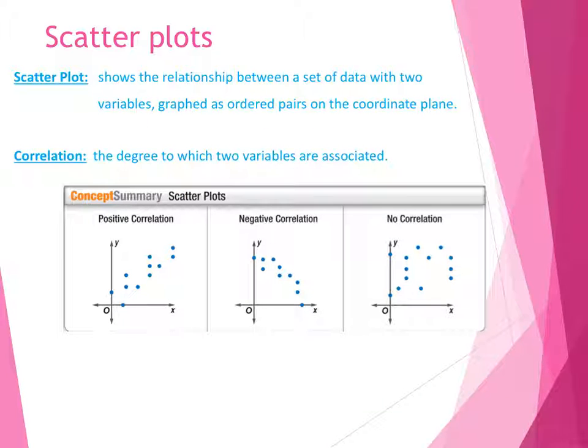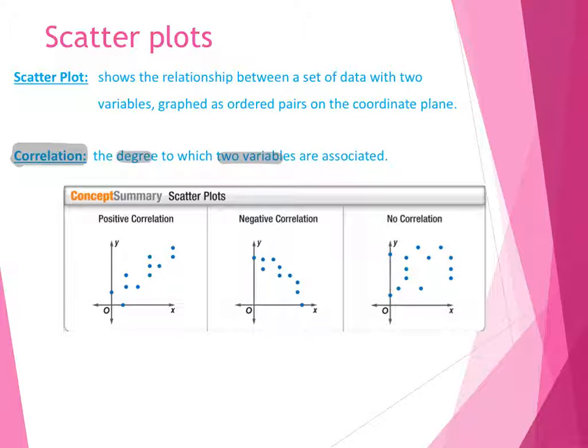So a scatter plot is basically a graph that's going to show a relationship between a set of data with two variables. And those variables are going to be graphed as ordered pairs on the coordinate plane. So when you look at a correlation, that's the degree to which two variables are related or associated.